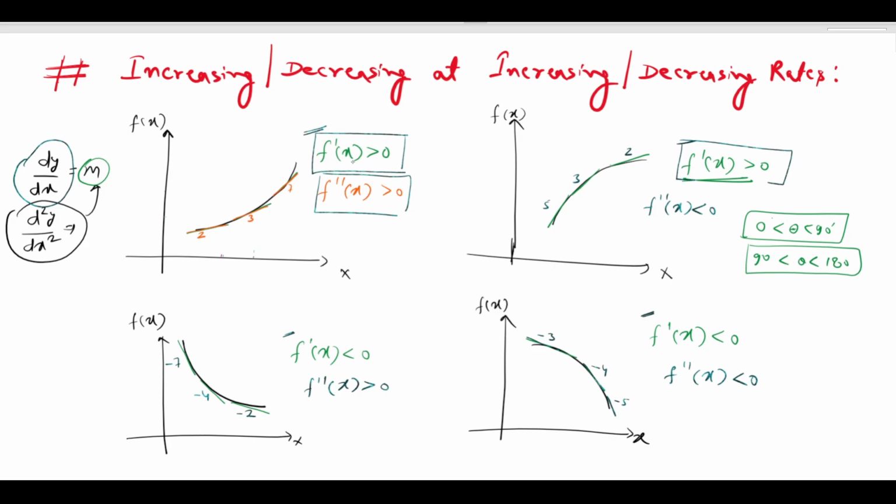Now in the first graph, the first derivative is positive, it means the function is increasing. The second derivative is also positive, it means it is increasing at an increasing rate.